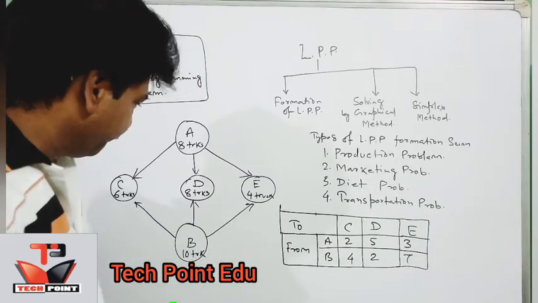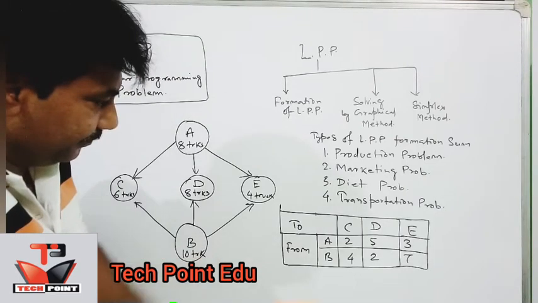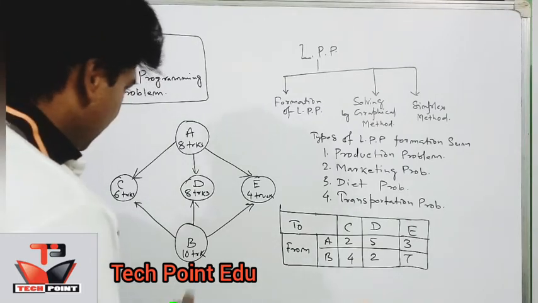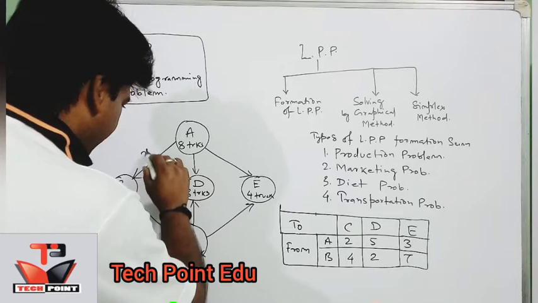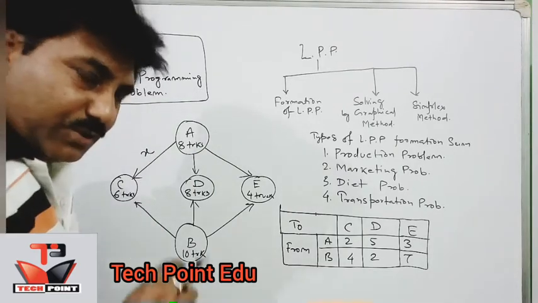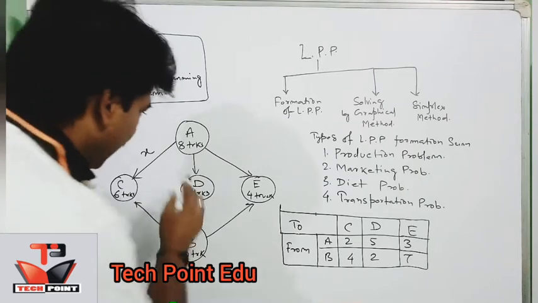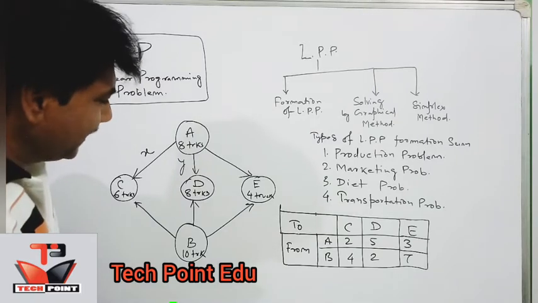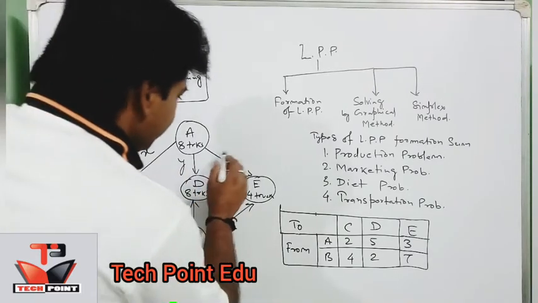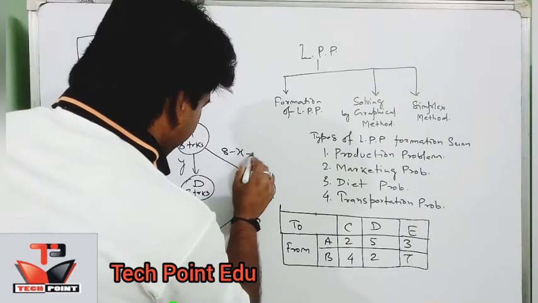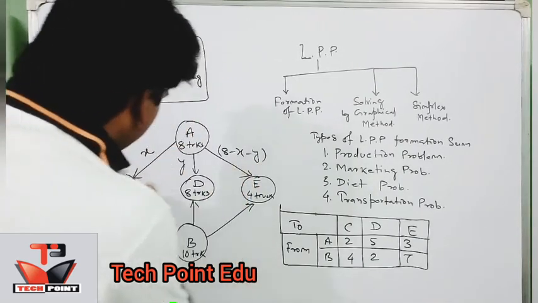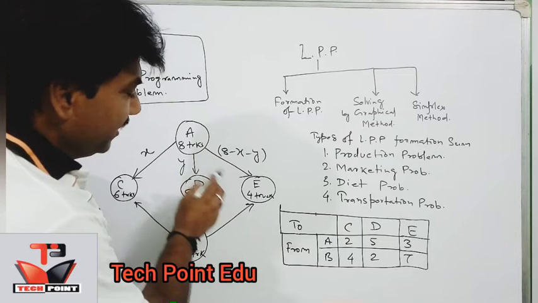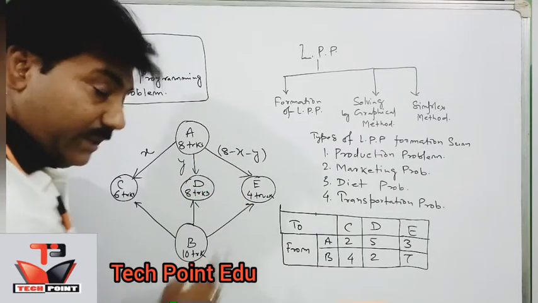Now, how I am calculating the actual thing, that you see. Suppose I am sending X number of trucks from A to C, and Y number of trucks from A to D. Then how many trucks can I send from A to E? That is 8 minus X minus Y, because already X trucks have gone to C and Y trucks have gone to D. That's why the number of trucks that can be sent from A to E is 8 minus X minus Y.